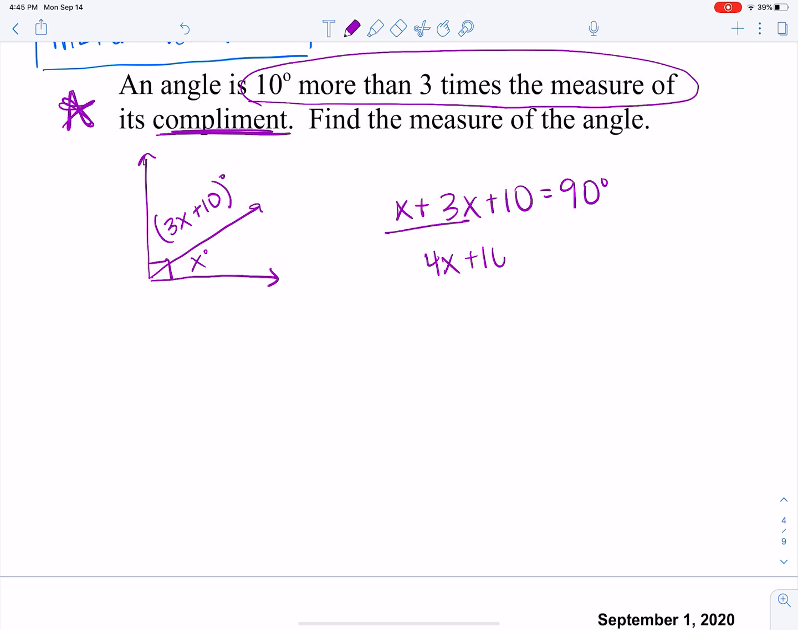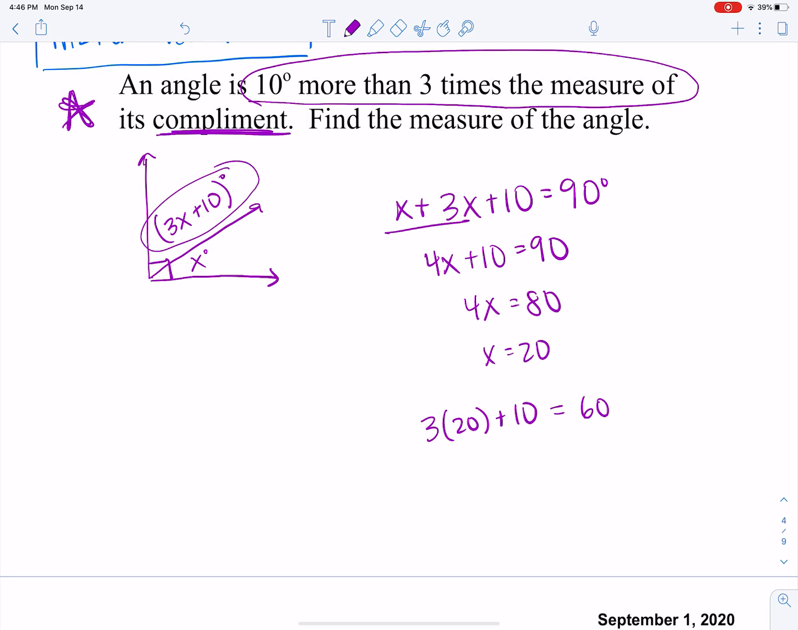Combine like terms, we have 4x plus 10. Divide by 4, we get x equals 20. So if the directions say find the measure of the angle, and the angle is this one, rereading the directions, it says an angle is, and they tell us to find the angle. So I need to plug that back in. They're looking for 70 degrees.